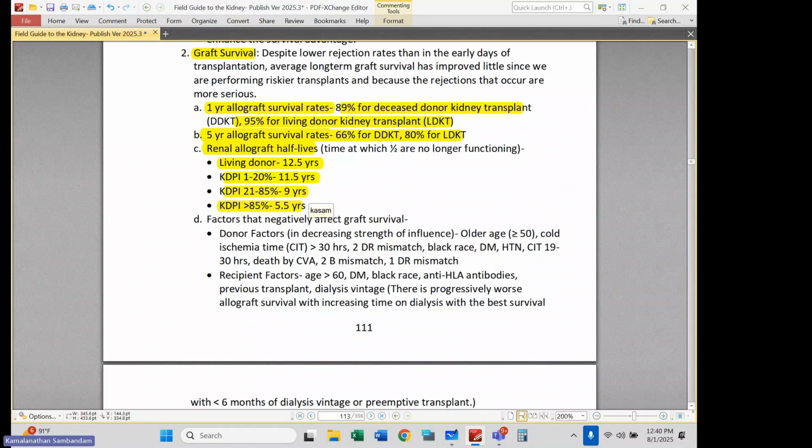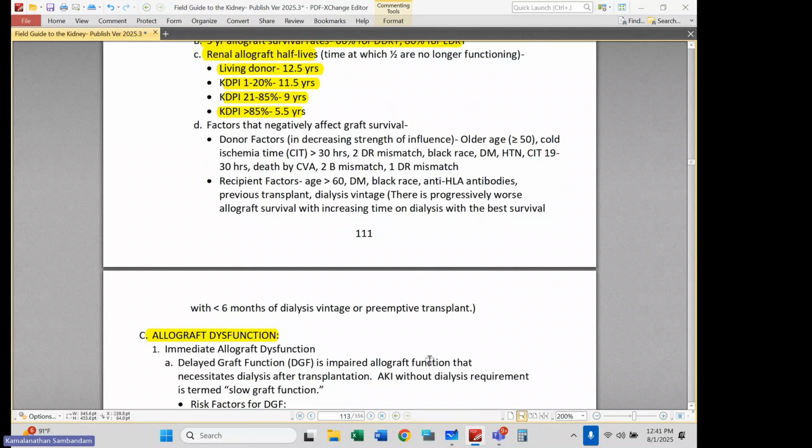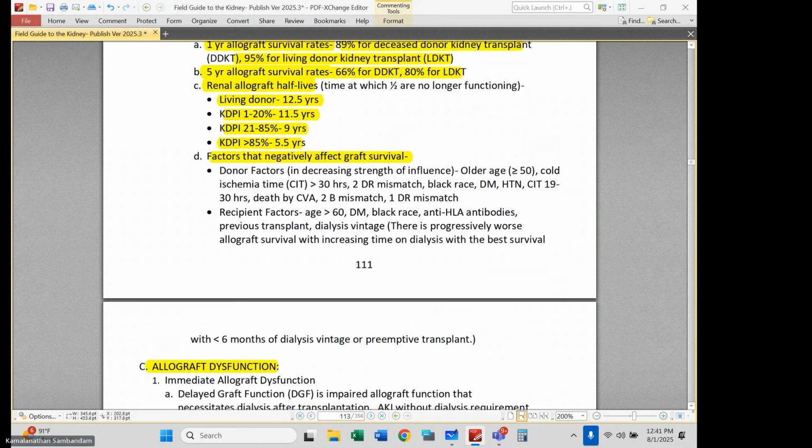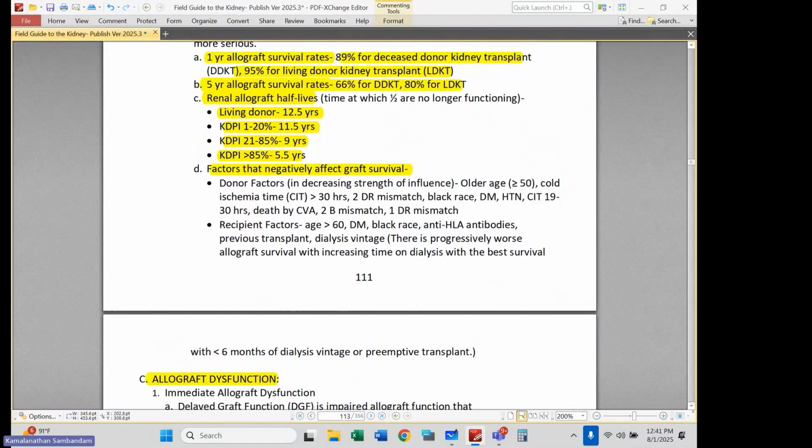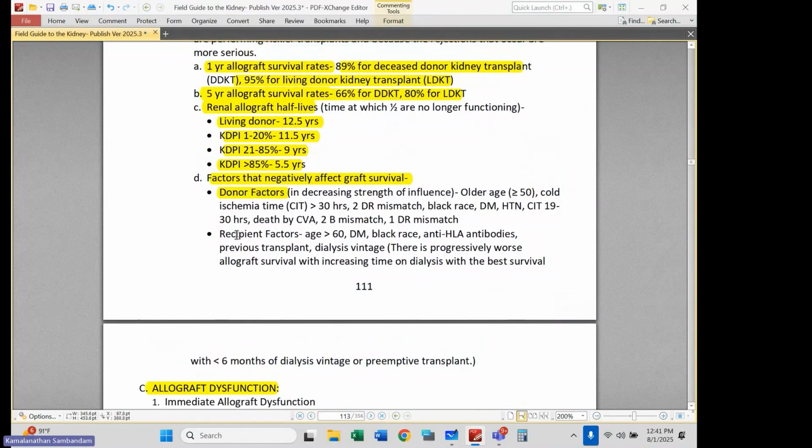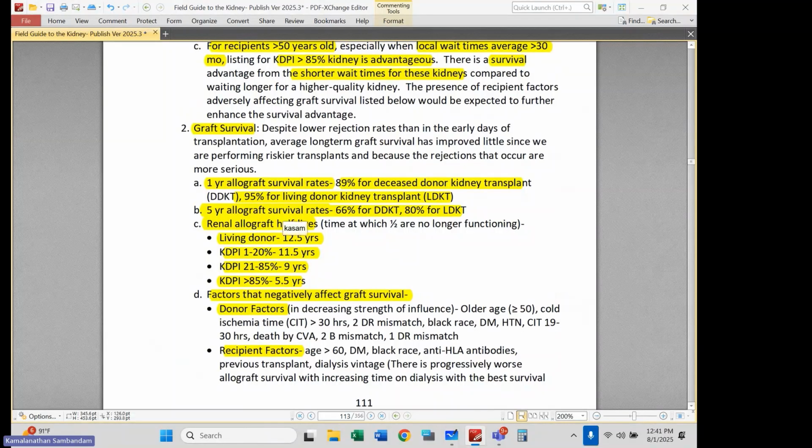Let's keep that outcome in mind too. That's where you're telling me this high KDPI kidney only lasts half as long as a standard kidney. That's expressed in this half-life that I'm providing you. Okay. Things that are relevant, that affect graft survival, that are dependent on donor and recipient factors are provided below.